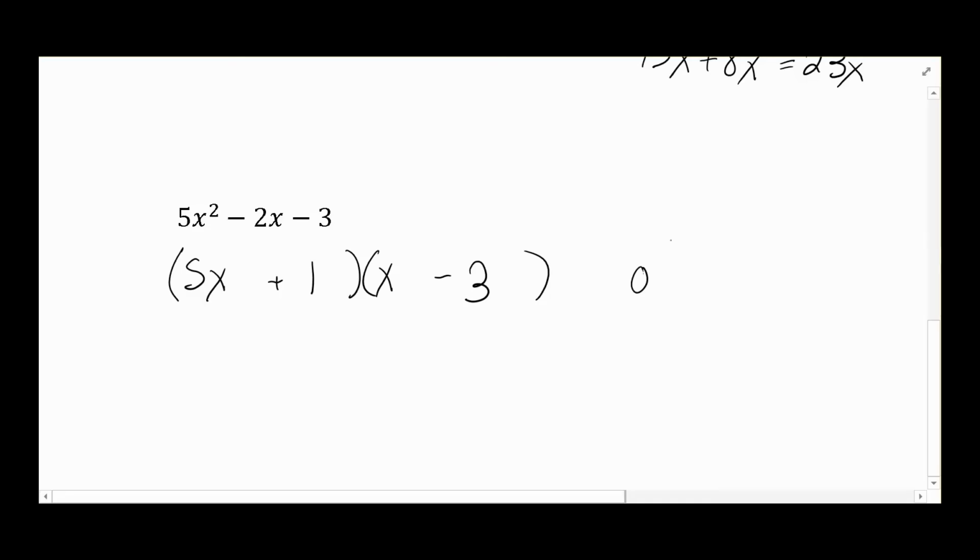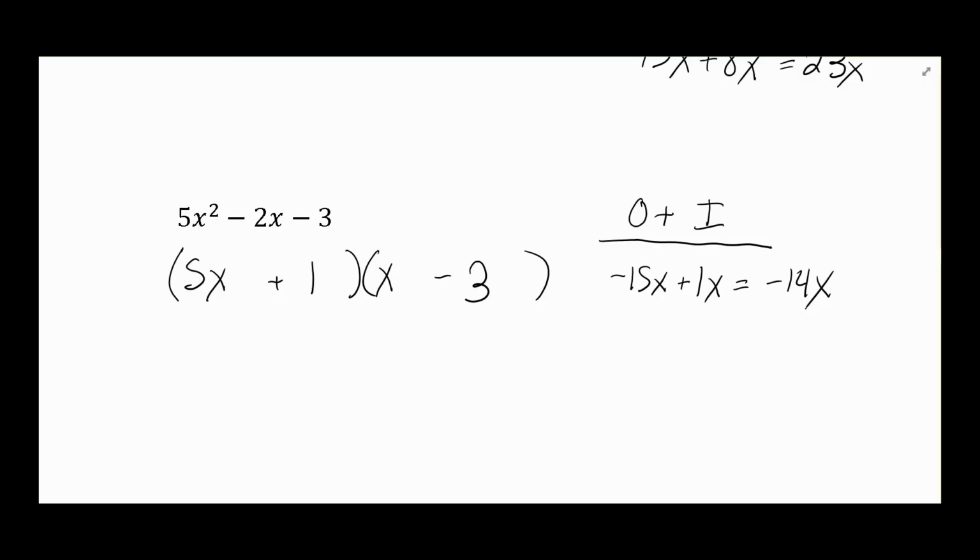Now I need to check, let me actually do this a little bit higher up there. I need to check that my O plus I is correct. That's the check part. My O is -15x. My I is 1x. This gets me -14x. That's not what I was trying to get. I was trying to get -2x. This is not a correct guess.